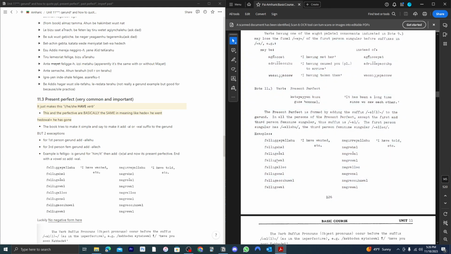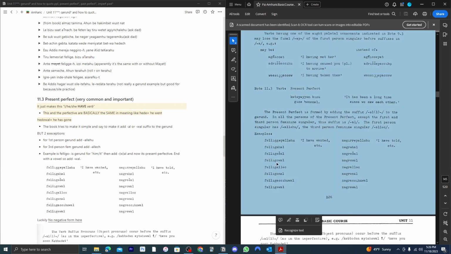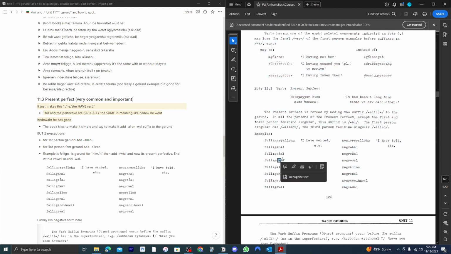Fellige shal, fellige goal. This is kind of a weirder one because the O ending requires you to put this W before the AL. So fellige goal. Fellegalich. Oh, this is third person female, sorry. This is actually just you all, what I pointed to. And then this is us, fellegen, at the al.